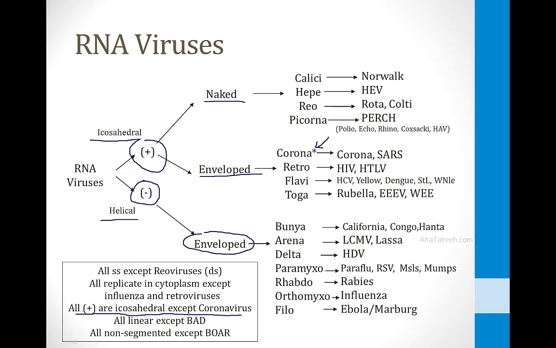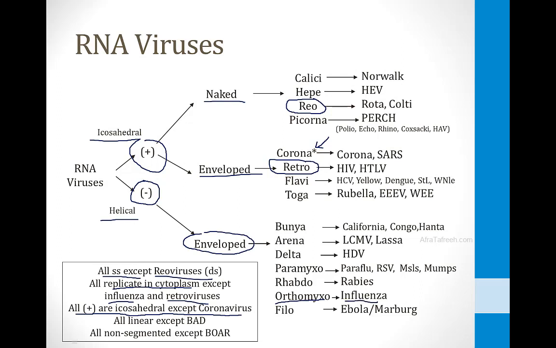All of the RNA viruses are single-stranded except for the reoviruses, which are double-stranded. I'm circling those right now. They're an unusual group. They have double-stranded RNA for their genome. All of the RNA viruses replicate in the cytoplasm except for the influenza virus and the retroviruses. So these are the retroviruses right here. This group includes HIV. And down here are the orthomyxoviruses, and that group includes the influenza virus.